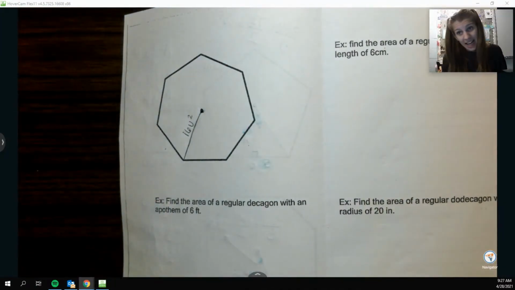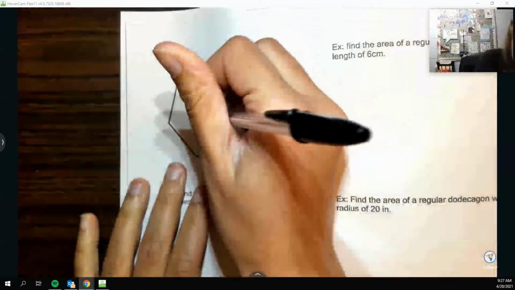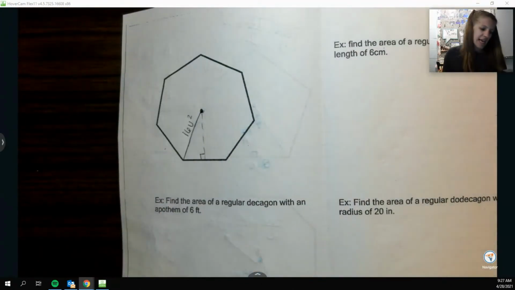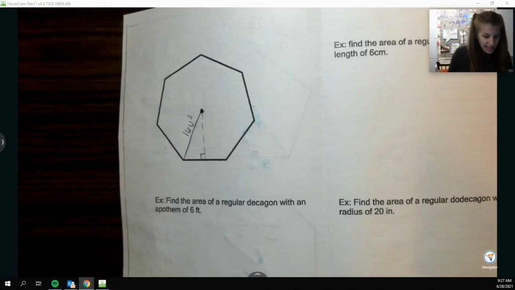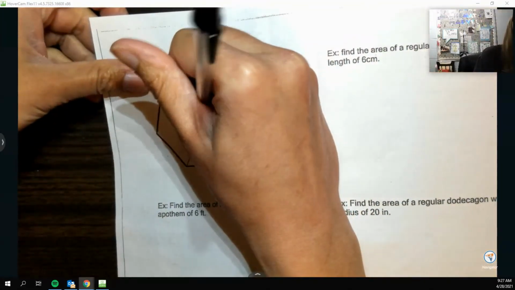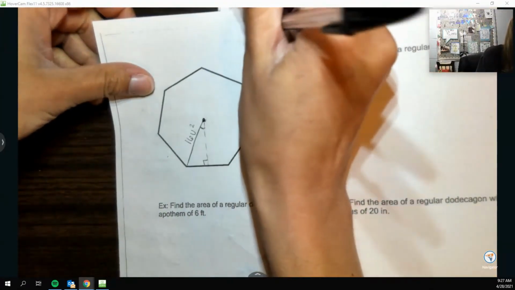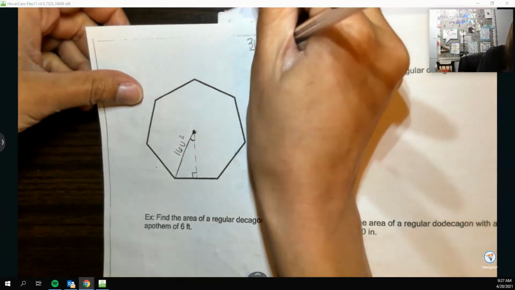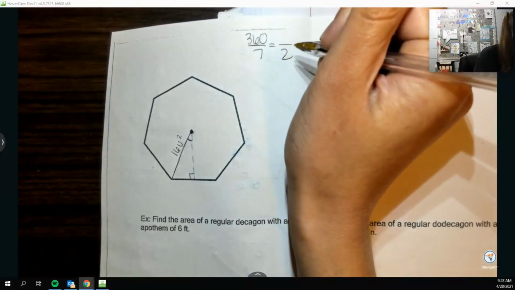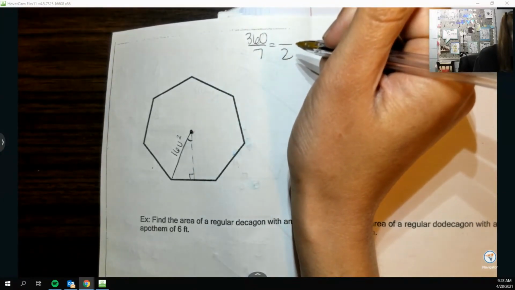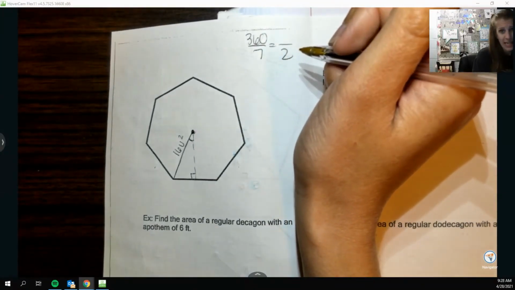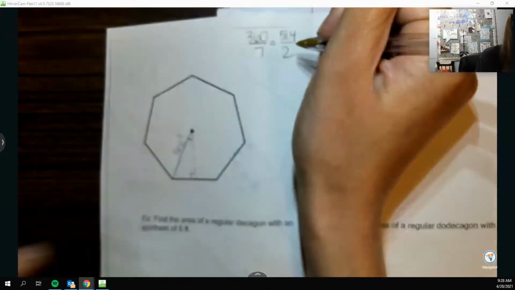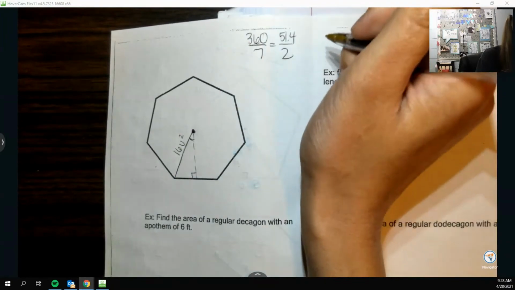No matter what, I have to find that central angle. So I'm going to draw in the rest of my right triangle right here and find that central angle at the top by doing the 360 divided by 7, and then take half of that. So 360 divided by 7, ooh, is a real nasty decimal. 51.4 forever, and then divide that by 2.